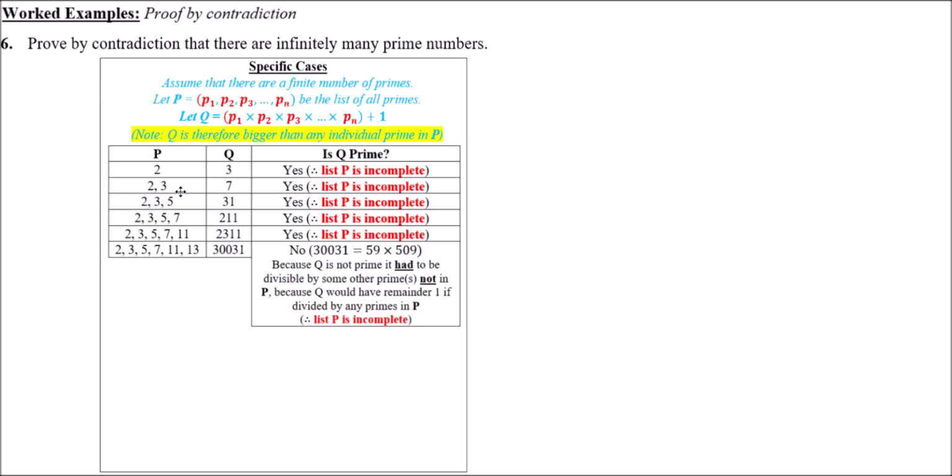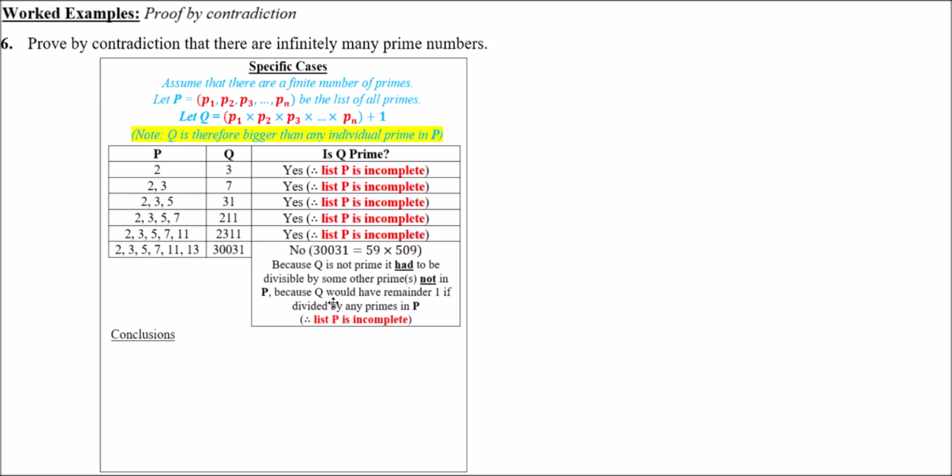So P can never be complete, because no matter how big Q is, if it's prime, the list is incomplete. If it's not prime, the list of all primes is incomplete, so we can always find at least one extra prime not already in the list P.